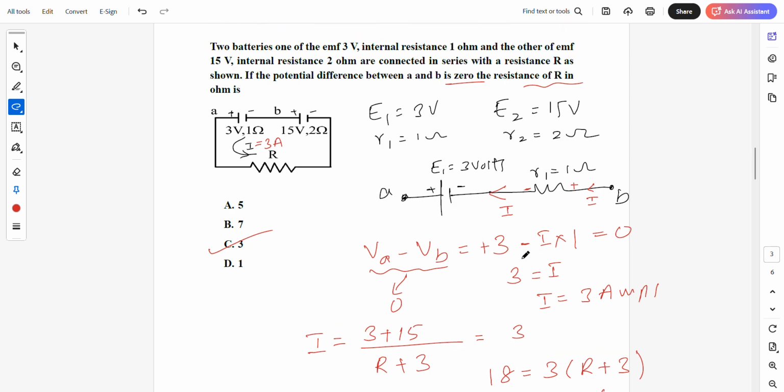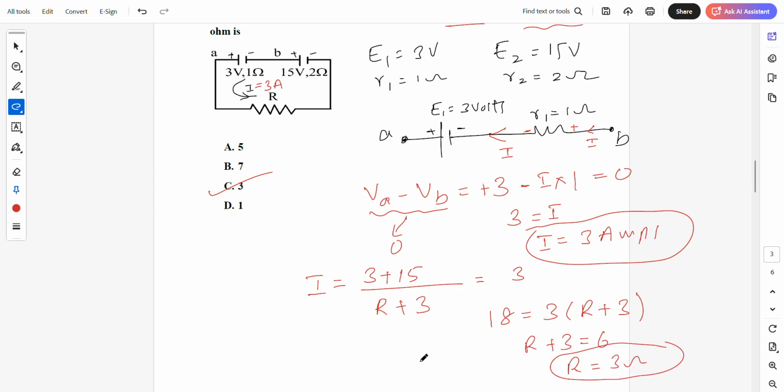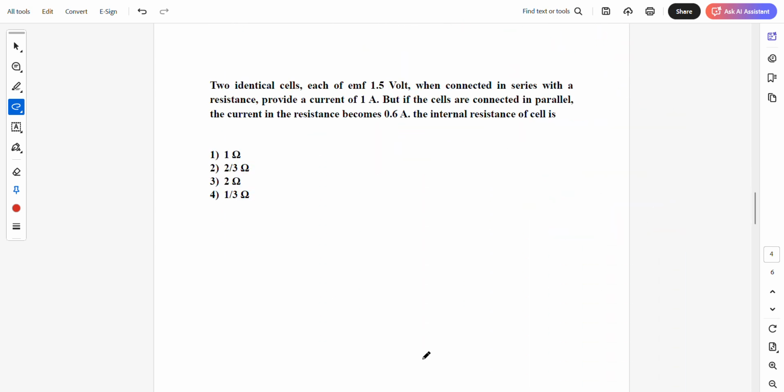Hope you understood this. Be careful here. They have given the potential between V and P is 0. From here I can calculate the value of I that is flowing in the circuit. Then we can proceed. What is I equal to? Total voltage divided by total resistance. Total voltage, same polarity, I can add up. 3 plus 15 divided by R plus 2 plus 1 is how much? 3. Next, we'll go to the next problem.